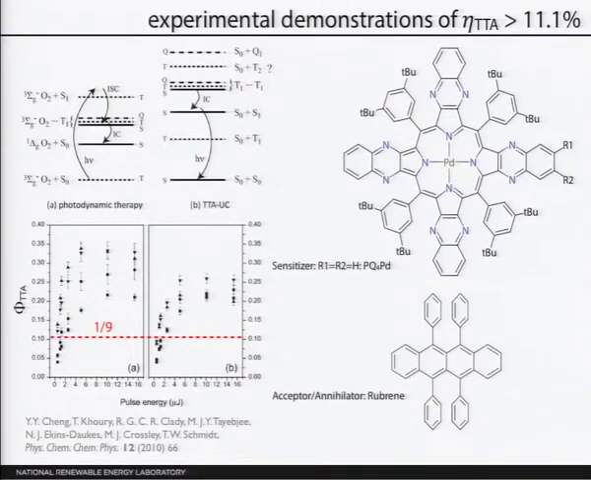Experimentally, these higher efficiencies have been demonstrated by Professor Schmidt and other groups, where when you go to high enough photon densities, you actually reach an efficiency that is at least double or maybe even triple that predicted by spin statistics. And in this case, this is a system based on a porphyrin sensitizer and a very typical high PL quantum yield emitter, rubrene. And these kind of molecules are going to become very familiar to you over the next 15 minutes or so.